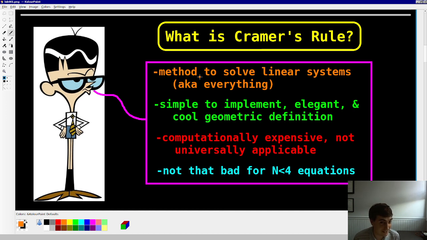It always has been. And even when it's not linear, you make assumptions to boil it down to an approximate linear system, and then you solve that. That's the general approach to solving almost every problem that I've ever been exposed to in engineering. Just plug it into a linear equation solver and then go. And so the cool thing about Cramer's method or Cramer's rule or whatever you want to call it is that it's very simple to understand, simple to implement. It's very elegant in my opinion. And it has a very cool geometric definition that relates very well to what linear algebra is.